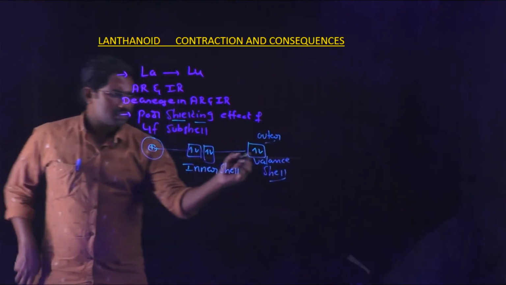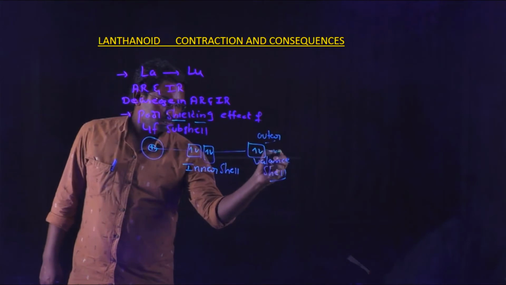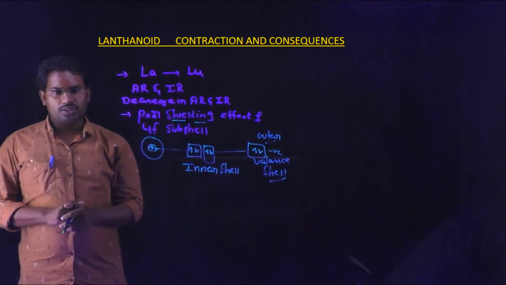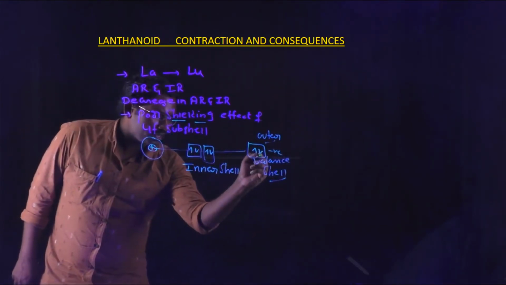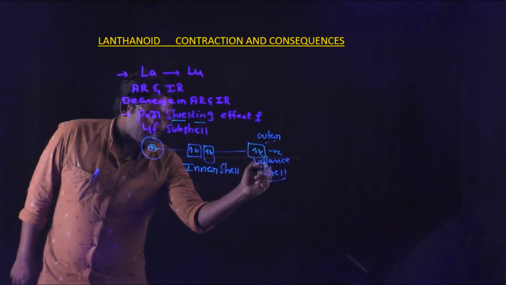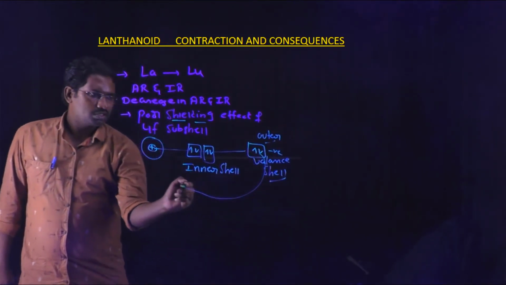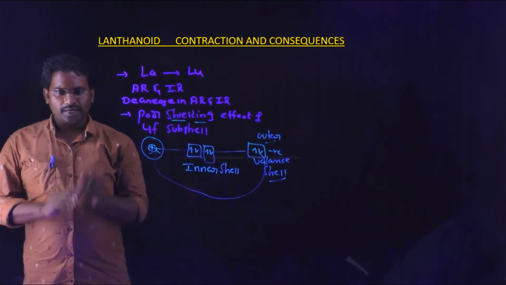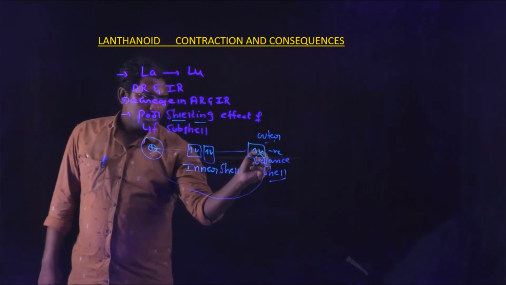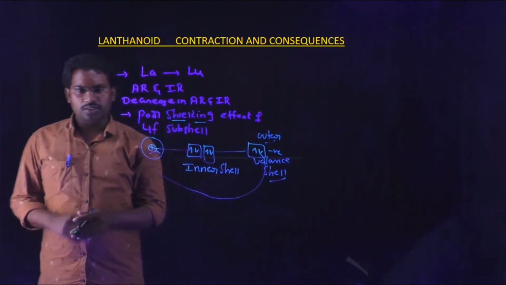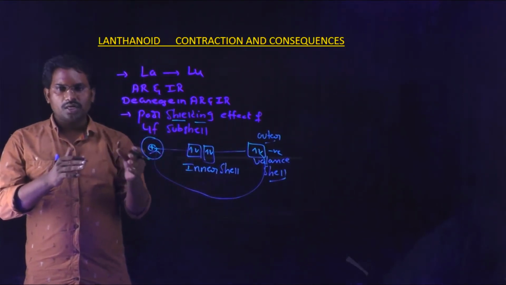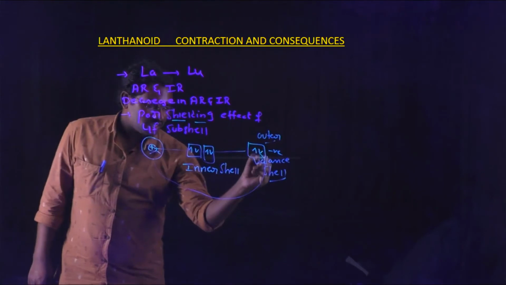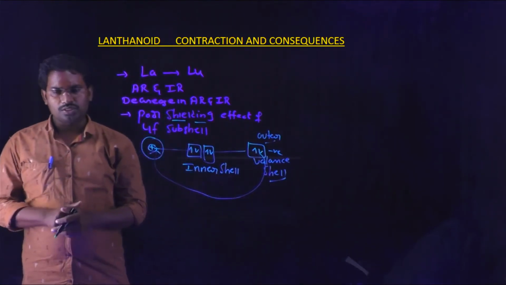The electrons generally have negative charge, and the nucleus has positive charge. Here there is a strong attraction between the electrons of the outermost orbital and the nucleus. The attraction takes place between the valency shell electrons and the nucleus. That means the nucleus always tries to pull the valency electrons towards itself. So this is the concept.